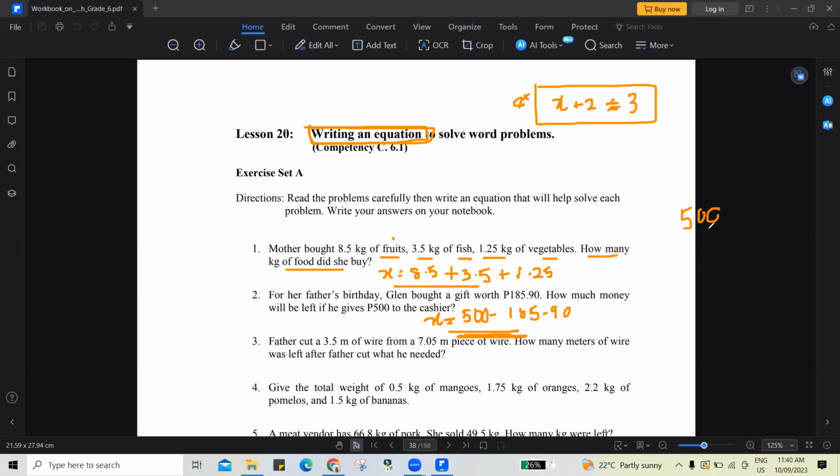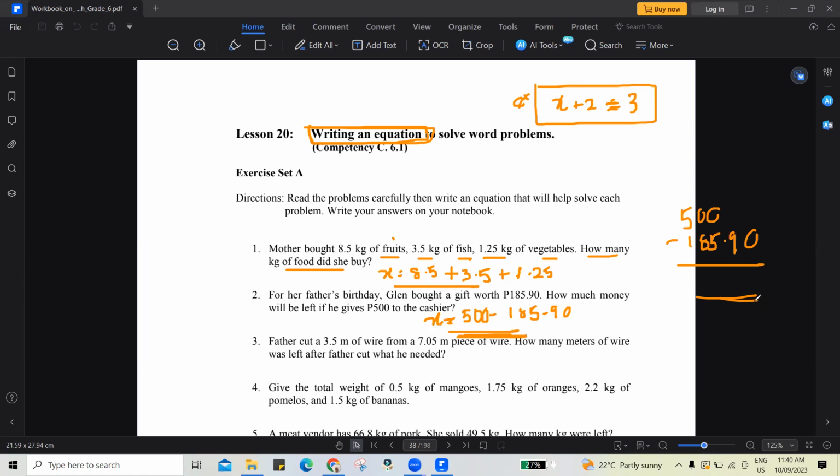Second one, can you find 500, 185.90? So do I find the total for the second one? Okay, I'll just write the thing now. X equals 500 take away 185.90. Okay, so 500 take away 185.90.